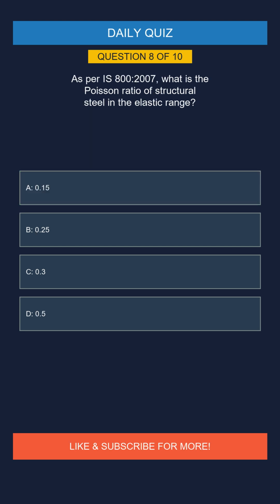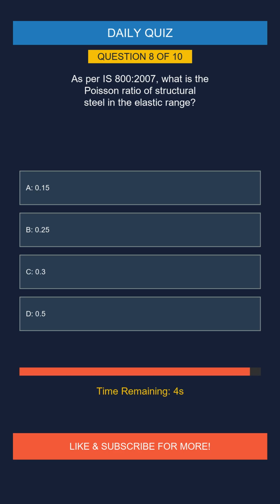Question 8. As per IS 800:2007, what is the Poisson ratio of structural steel in the elastic range? Option A, 0.15. Option B, 0.25. Option C, 0.3. Option D, 0.5.